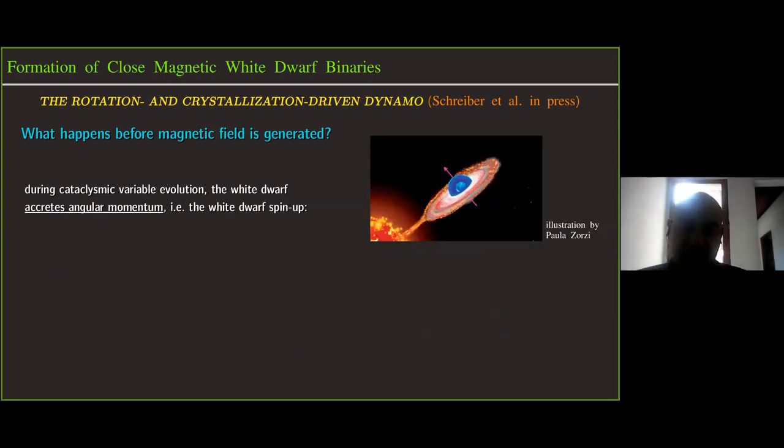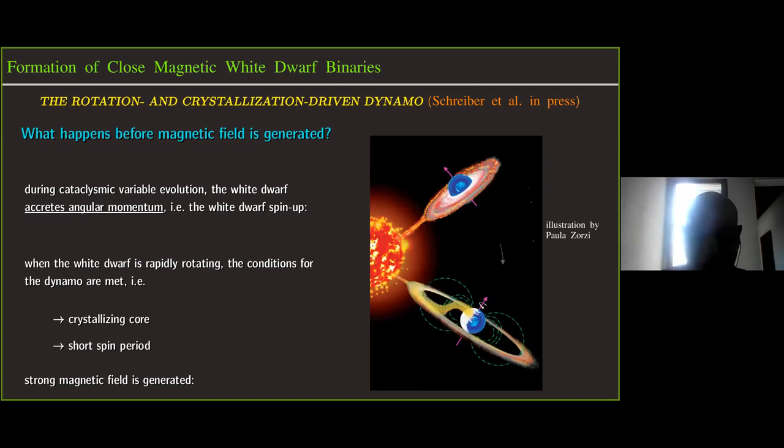So during the CV phase, the white dwarf is accreting mass, accreting angular momentum, and then the white dwarf is spun up. So the spin period decreases until it's very short. And when this happens, these conditions for the dynamo are met. So we have a solid core surrounded by a liquid convective mantle, and this white dwarf is rotating quite fast. So we can form a strong magnetic field.